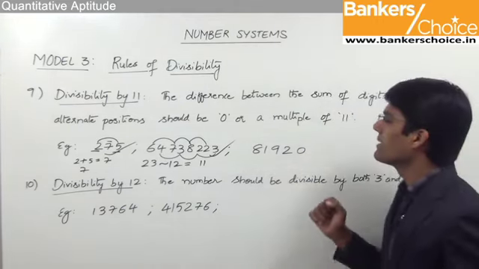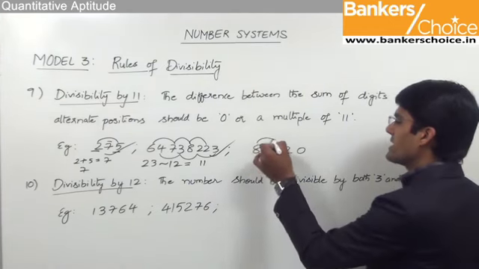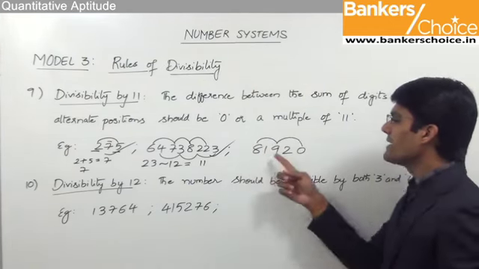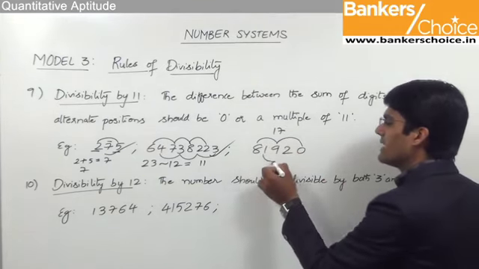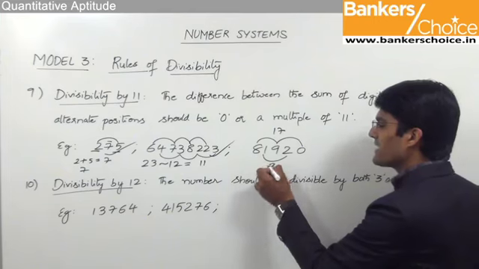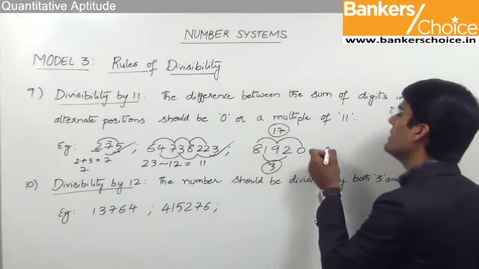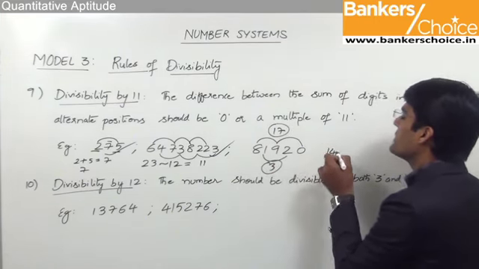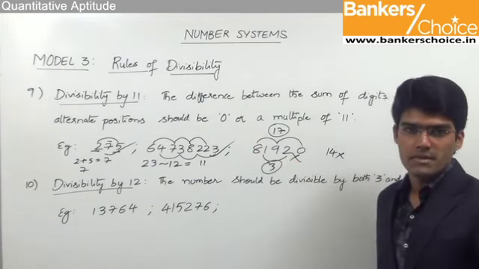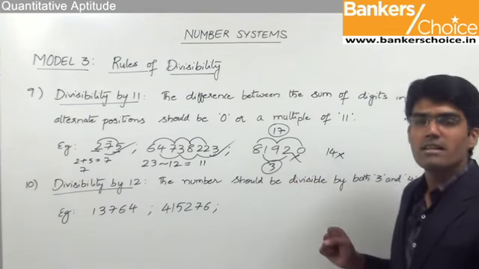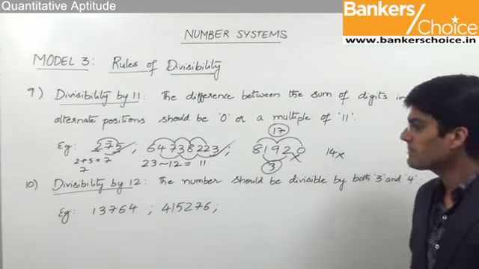Let us take one more example. Here the sum of alternate positions, 8 plus 9 plus 0. 8 plus 9 is 17 plus 0 is 17. And the other sum, that is 1 plus 2 is 3. 17 minus 3 will be equal to 14. And since 14 is not a multiple of 11, we can say that this number is not divisible by 11. So that's how we check the divisibility for the number 11.